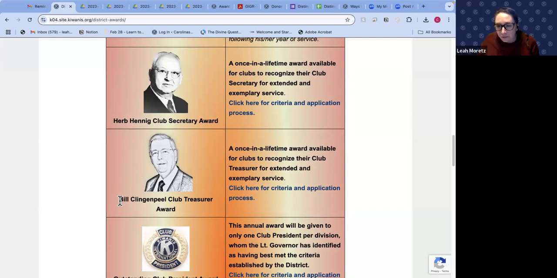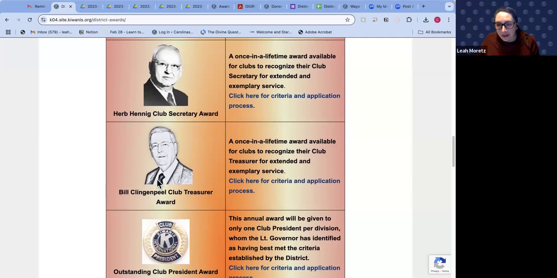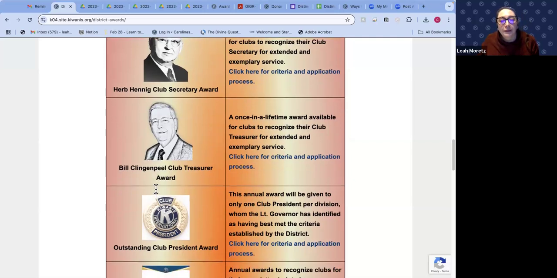Yes, because we just want to recognize those long-serving people. These are not easy jobs. And we recognize that while the club president is a very integral part of our organization, and without a good club president, it's very hard to have a good club. We also recognize that without a good secretary and treasurer, the president cannot do the job they're supposed to do.